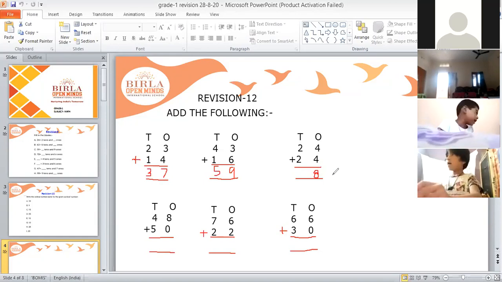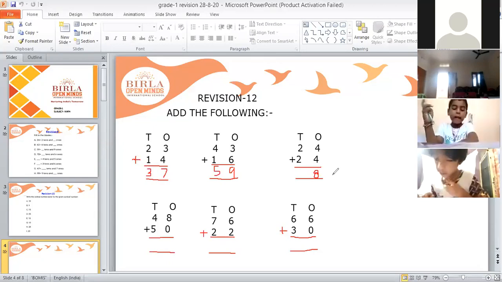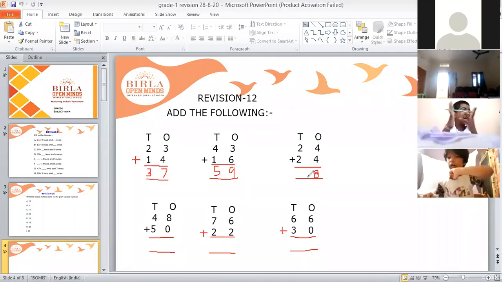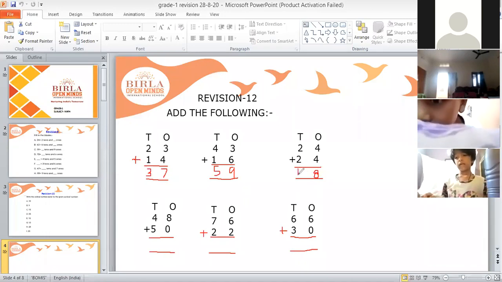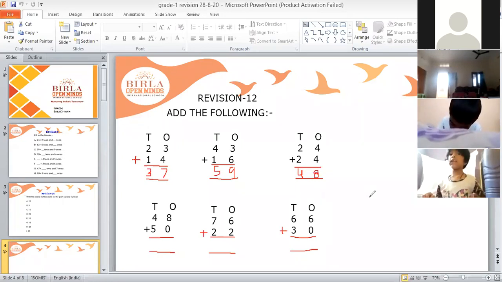Okay, now Brinda, tell me what are the numbers in tens place? 2 and 2. Now we will add 2 and 2 together. So 2 plus 2 equal to 4. That's the correct answer, Brinda. Very good, Brinda. Answer is 48. That's the correct answer. Okay.